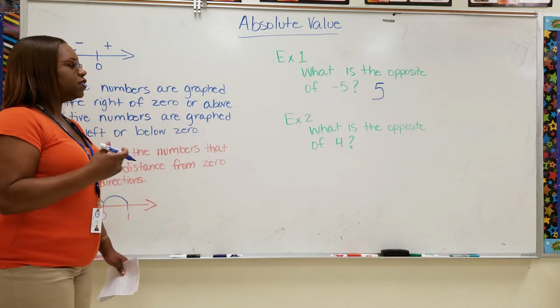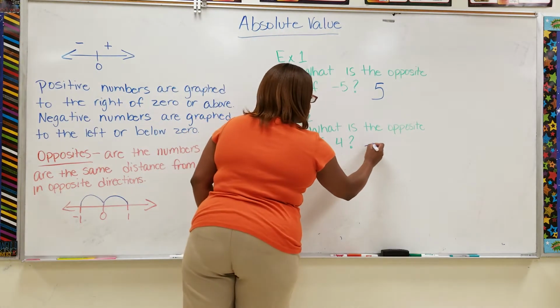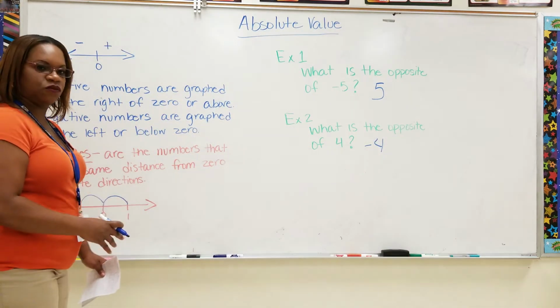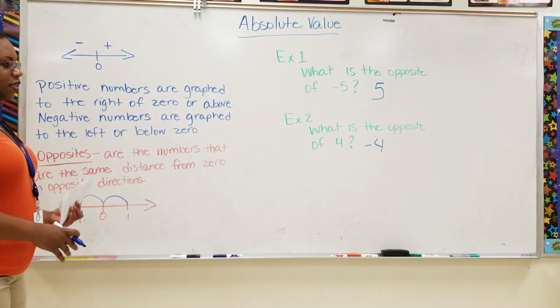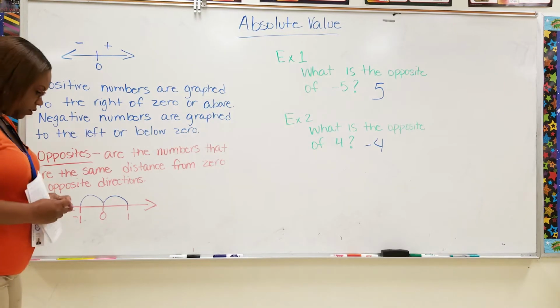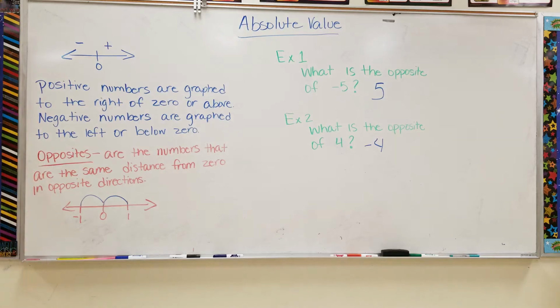Example number 2, what is the opposite of 4? Yes, -4. Why? Because 4 is 4 spaces away from 0, and on the left side, -4 is 4 spaces away from 0. So go ahead and pause the video, copy down any notes that you need to, and press play when you are ready to move on.